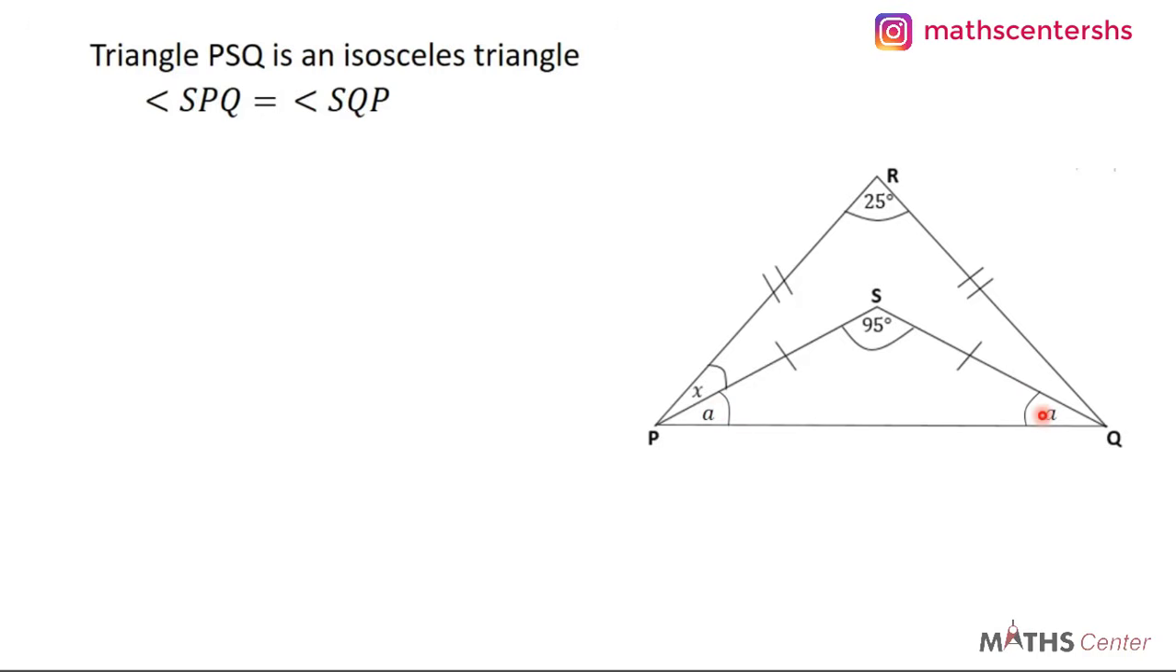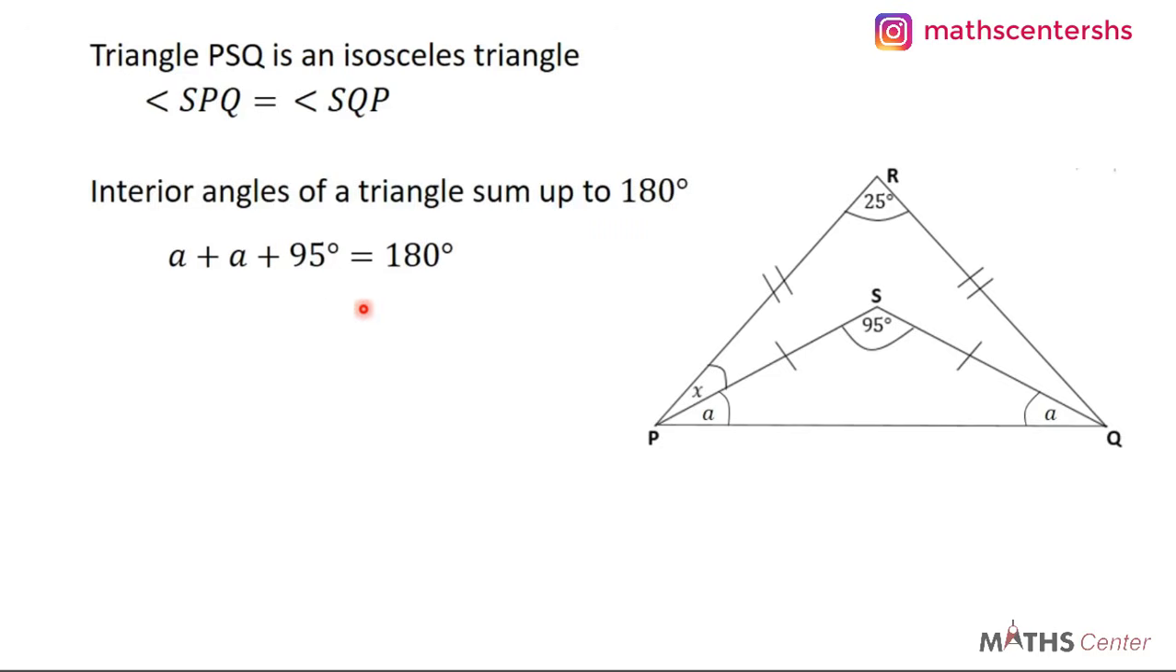I hope that is clear, because triangle PSQ, forget about the lines here and the angle here. We are dealing with triangle PSQ, and because it's an isosceles triangle, if here is A, here is going to be A. Now we can find A. We know that the interior angles of a triangle sum up to 180 degrees, so A plus A gives us 2A, plus 95 degrees will be 180 degrees.